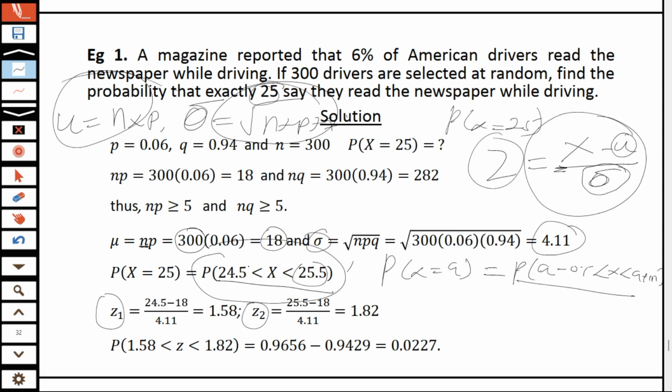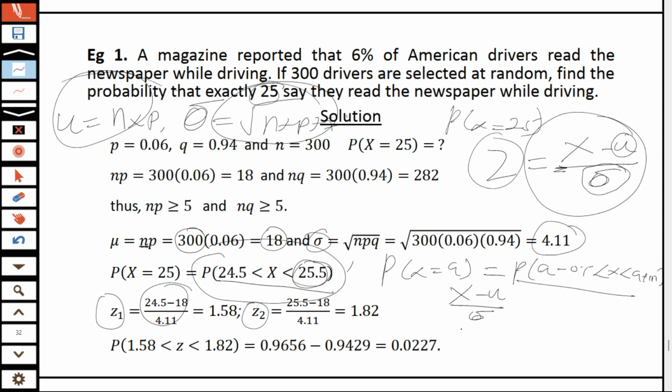So our z1 will be x, that's 24.5, minus the mean, divided by sigma. So 24.5 minus 18 divided by 4.11. Once you do this, you get 1.58. And for z2, we take the last one, 25.5, as x. 25.5 minus 18 divided by 4.11, and we get 1.82.